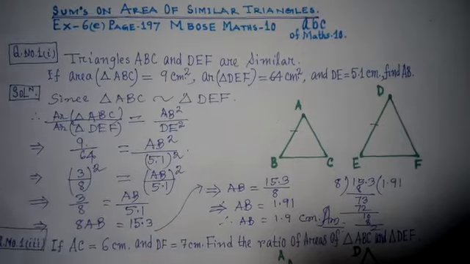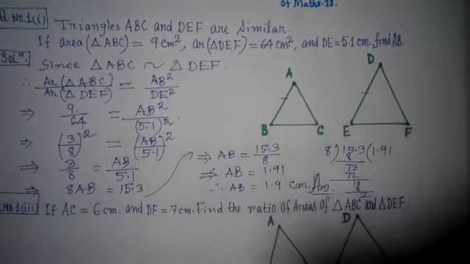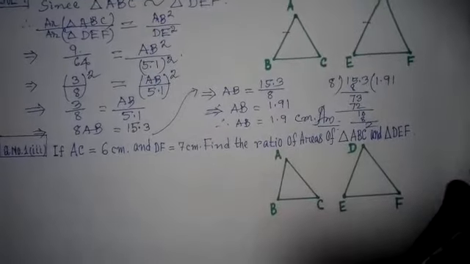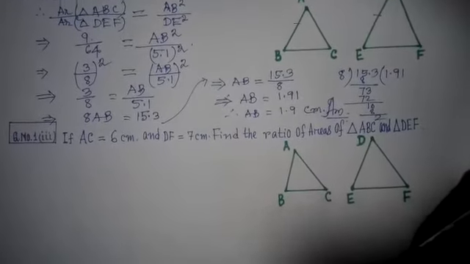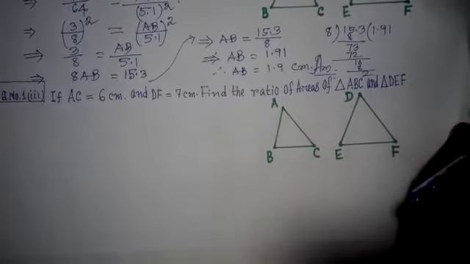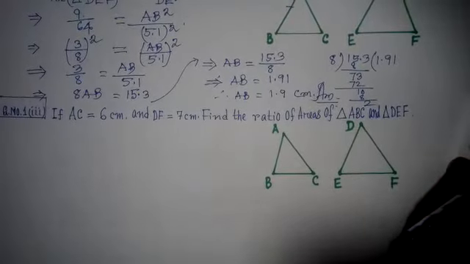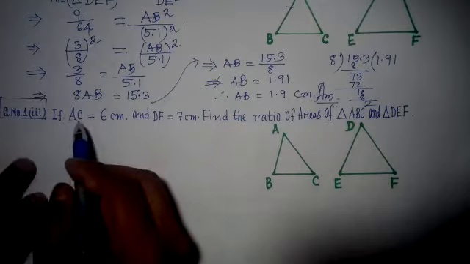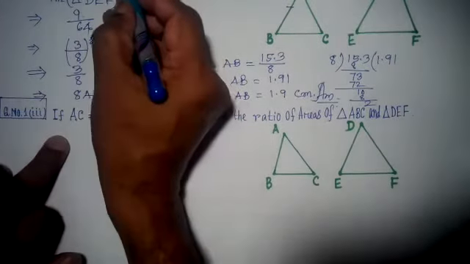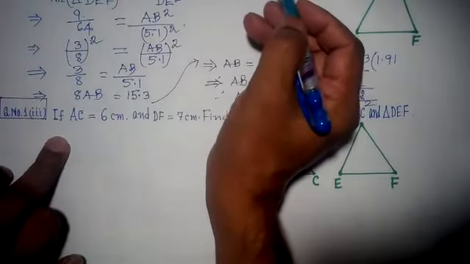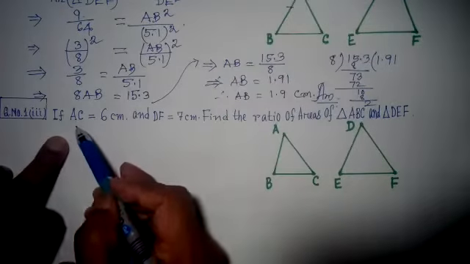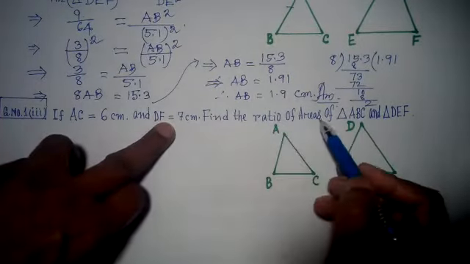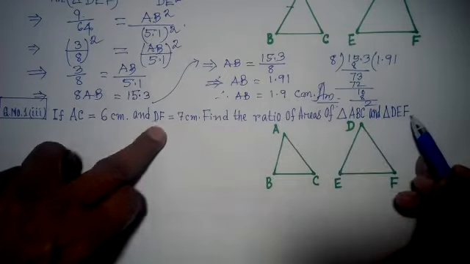Let us look at the next question, question number 1 sub number 3. See what is given. The same triangles ABC and DEF are similar. AC is 6 cm, DF is 7 cm. Find the ratio of the areas of triangle ABC and DEF.